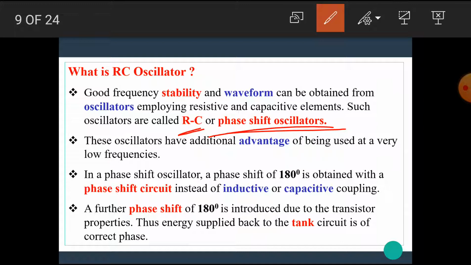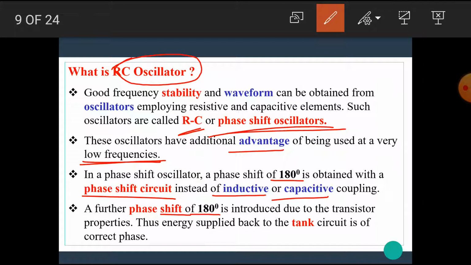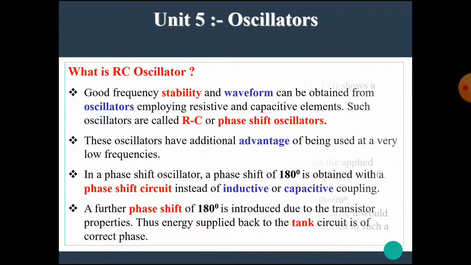These oscillators have the additional advantage of being usable at very low frequencies. That means whenever we want to design an oscillator for low frequency, then we can use the oscillator with the RC combination. In a phase shift oscillator, the phase shift of 180 degrees is obtained with a phase shift circuit instead of inductive or capacitive coupling. A further phase shift of 180 degrees is introduced due to the transistor properties. Thus, the energy supplied back to the tank circuit is of the correct phase.